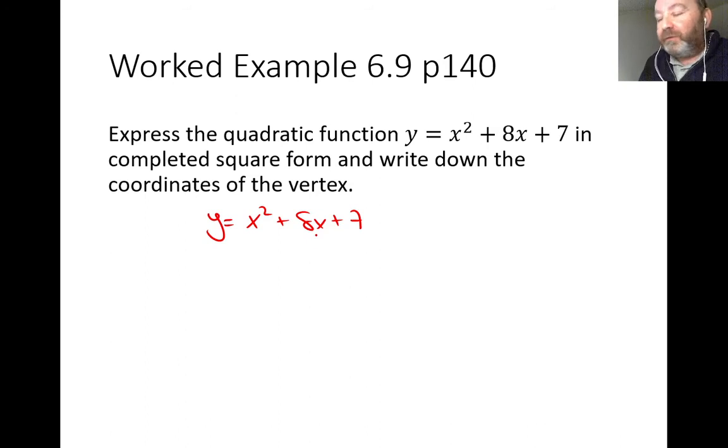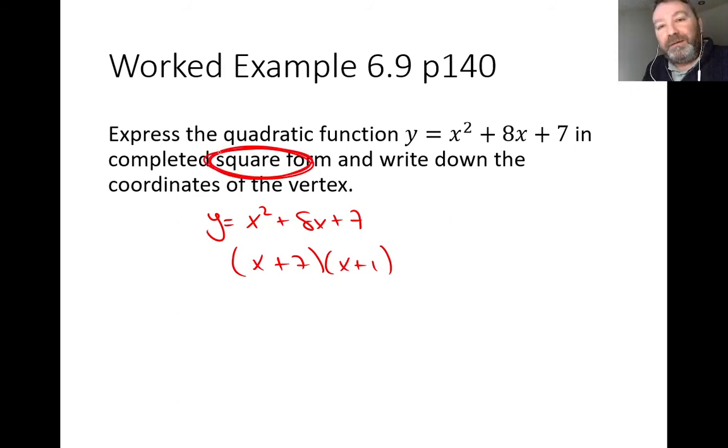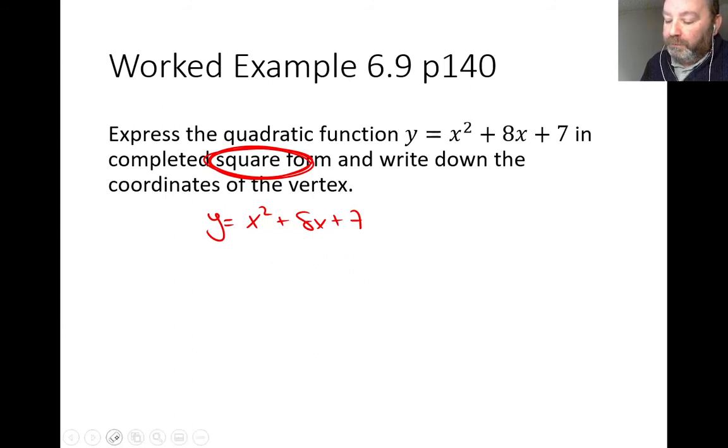You can factorize this. There are factors of 7 to add to 8. So you could say, oh look, it's x plus 7 and it's x plus 1. However, in order to get it into the completed square form, the two factors have to be identical. And this quadratic as it stands doesn't deliver them. So let's take those factors away and do the completed square form exercise on this one.